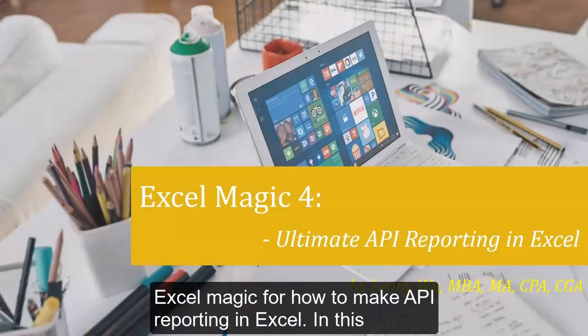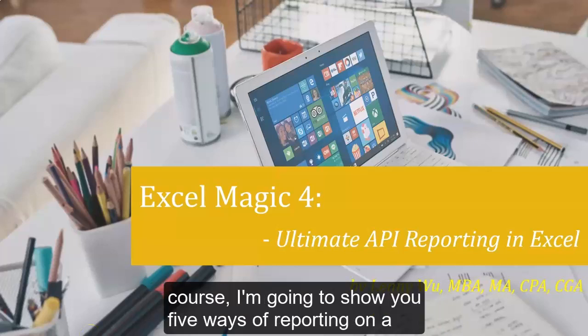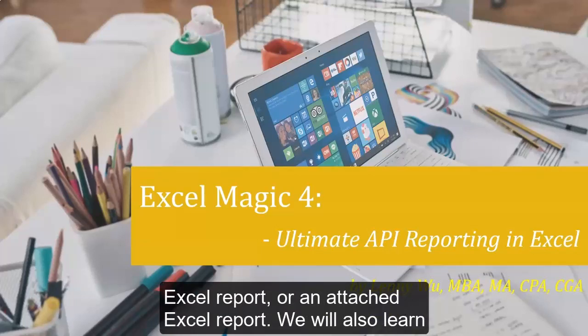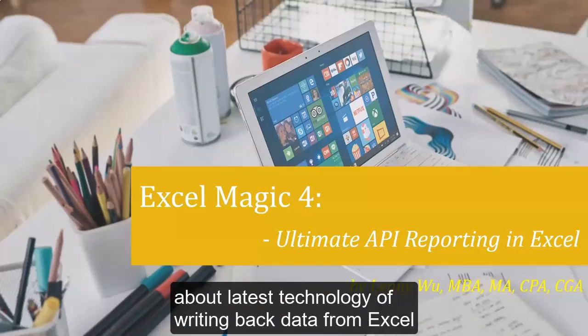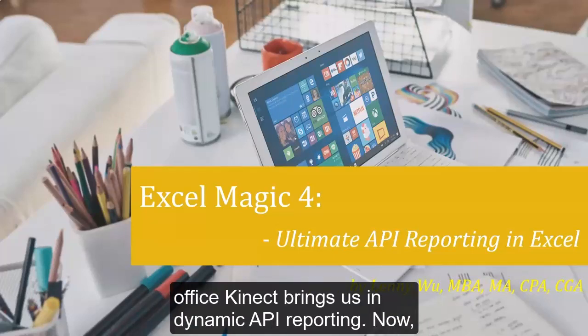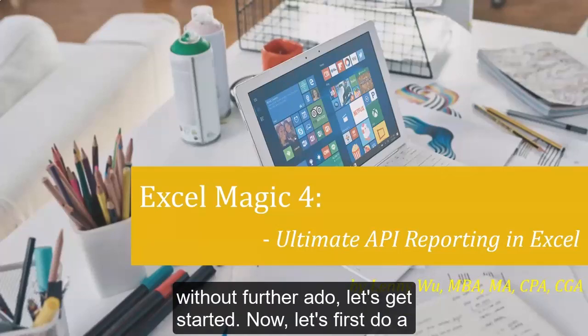Excel Magic 4. Automate API reporting in Excel. In this course, I'm going to show you 5 ways of reporting out of a financial system. They include reporting based on an extracted Excel report or an attached Excel report. We will also learn about the latest technology of writing back data from Excel into the system and explore the state-of-the-art uses that Office Connect brings us in dynamic API reporting. Now, without further ado, let's get started.